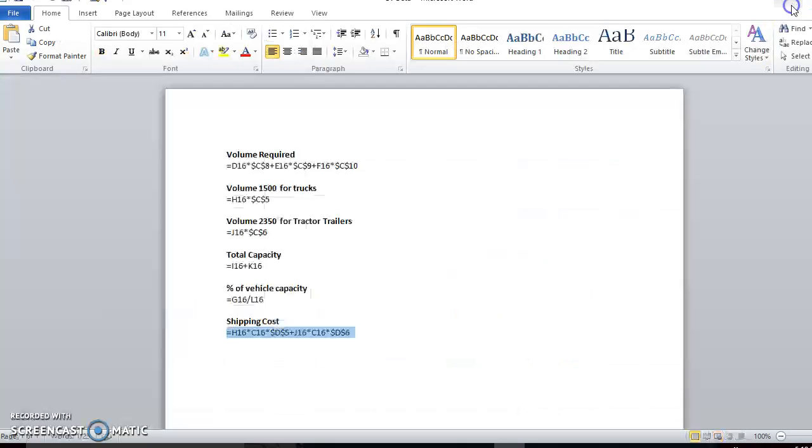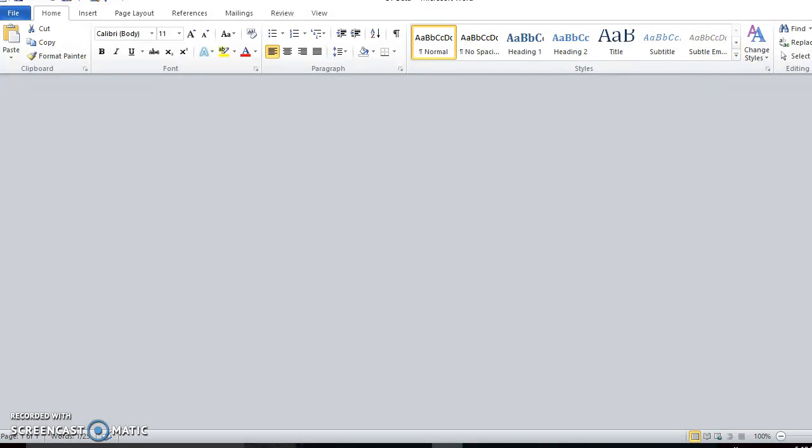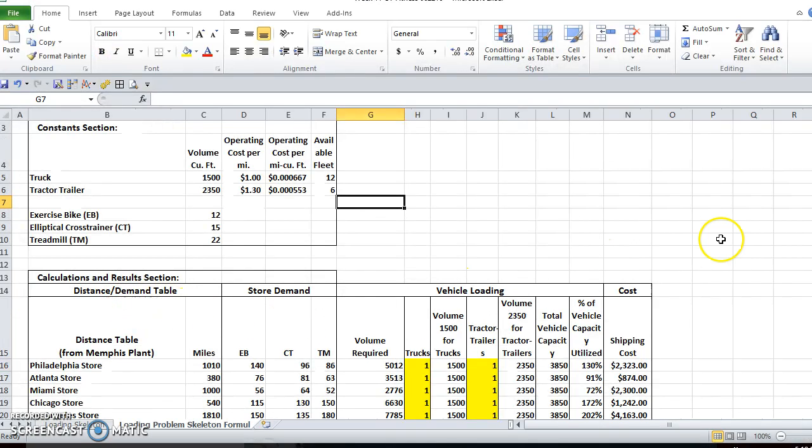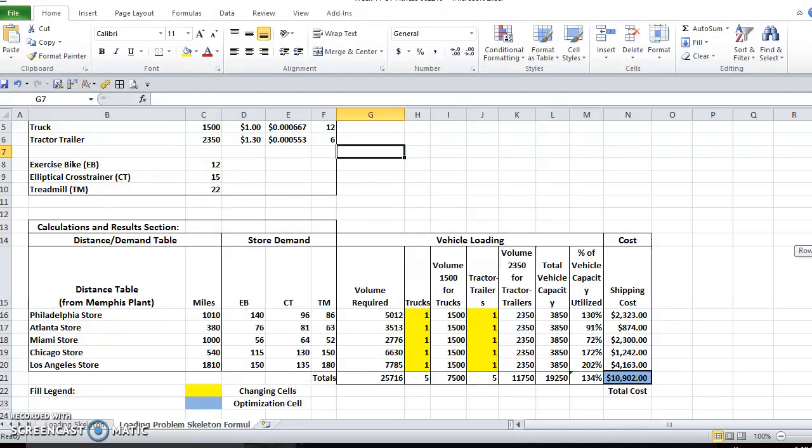Now, I've already completed that sheet. Let me pop that out. And the completed sheet is right here, and you can see it's all taken care of. Now, the first trick is really to play around with this. We've got our required volume, and we've got the vehicle capacity and capacity utilization. So what we need is 5,012 square feet, but right now what we've got is 3,850. In other words, it's not enough.